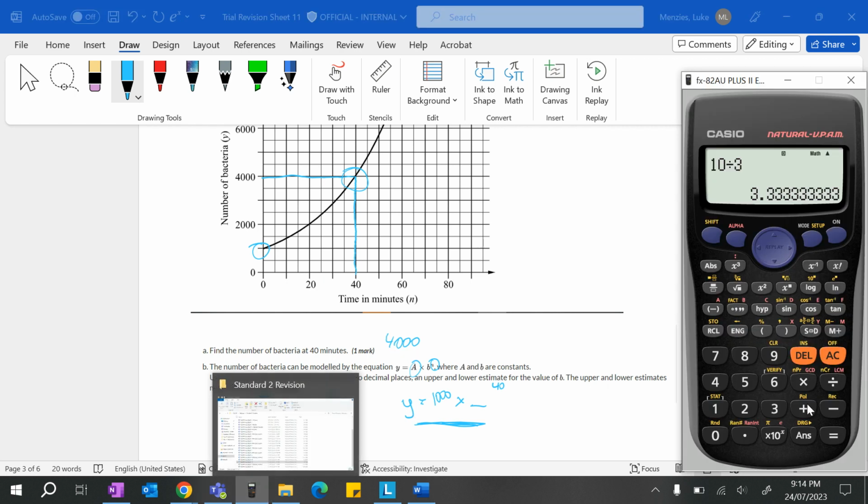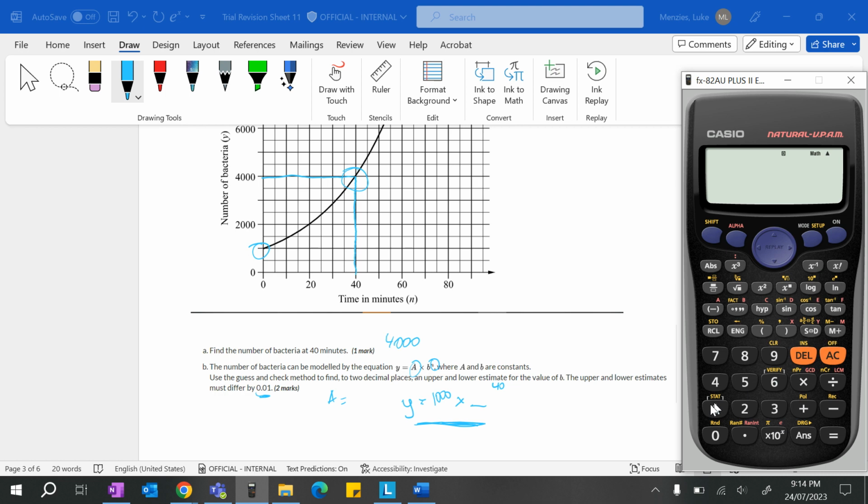Let's try an easy one first. So we're going to say 1,000 multiply, I'm going to pick 1. 1 times something to the power of 40, which is what we just did. So that should be 1,000. And that's probably a silly guess now thinking about it. But let's try 2. 2 to the power of 40. Whoa, that is massive.